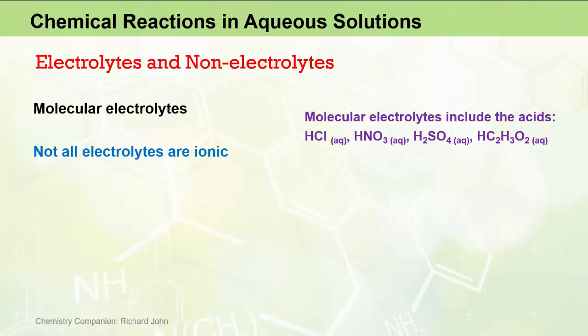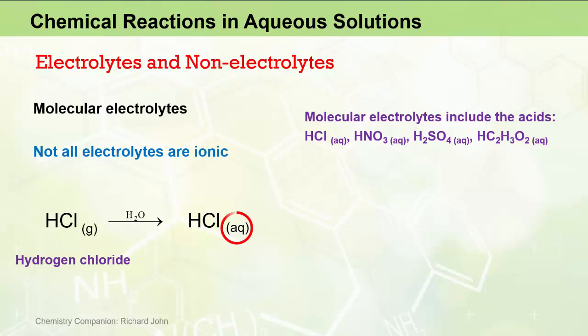HNO3, nitric acid, H2SO4, sulfuric acid, and HC2H3O2, acetic acid. As an example, the molecular compound hydrogen chloride is a gas at room temperature and pressure, but when it is bubbled through water, the HCl molecules dissolve as represented by the aq subscript, and it is only then that we refer to HCl as hydrochloric acid.